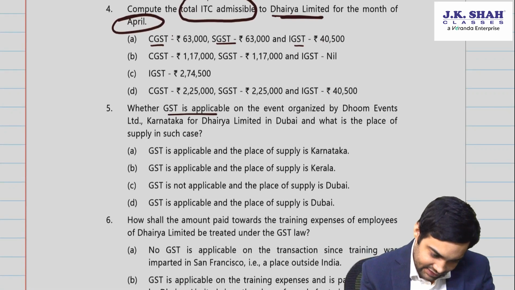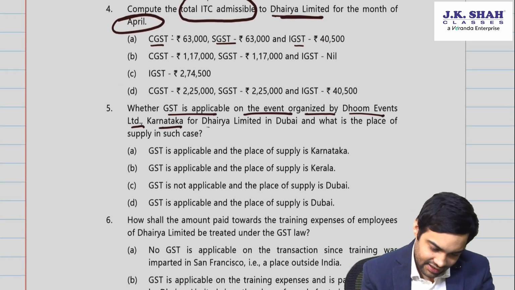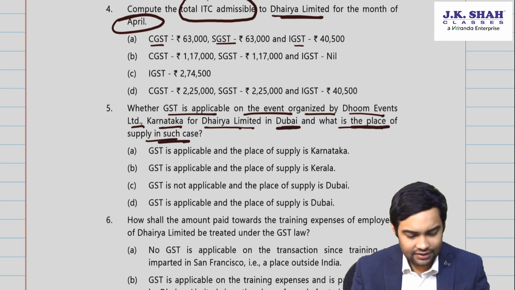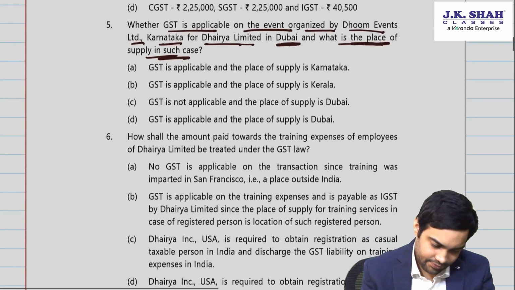Then, whether GST is applicable on the event organized by Dhoom Events Limited, Karnataka, for Dairy Limited in Dubai, what would be the place of supply in such case? Okay, we'll have to read further.